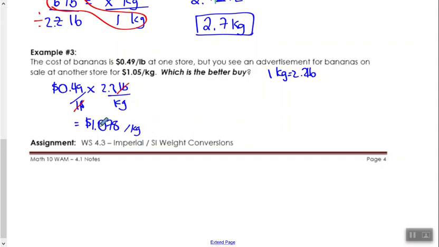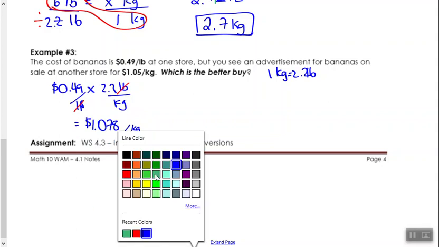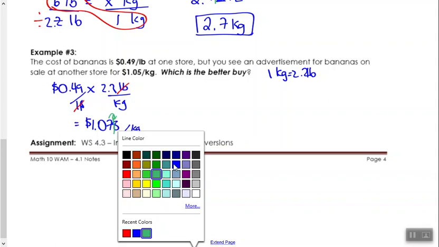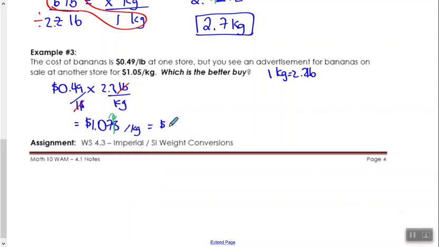And taking a look, if I cut it off here, rounding to the nearest cent, I'm going to be saving about 3 cents, comparing $1.08 to $1.05, going with the $1.05 per kilogram. So this one is about $1.08 per kilogram. This one was $1.05 per kilogram. So I can see that this $1.05 per kilogram is my better buy.